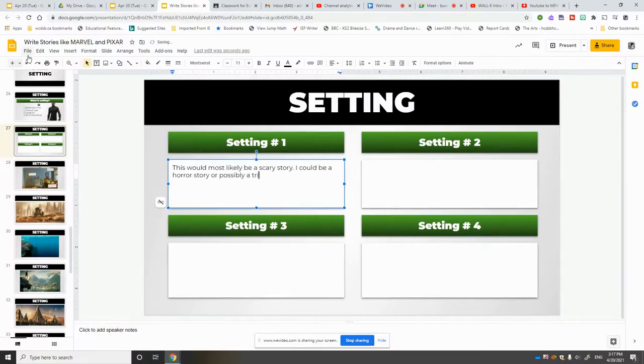Now, we're going to look at setting, and it's not something I want to spend a whole lot of time talking about, but it is definitely worth mentioning before we start writing the plot of your story. Right off the bat, I just want you to look at the following images and then in the slides, write what kind of story you think these settings would belong to.